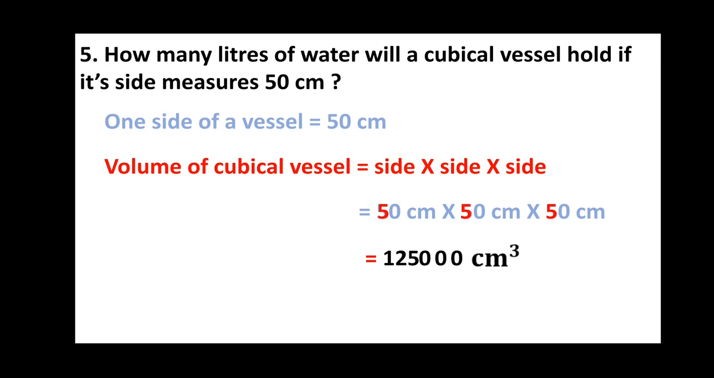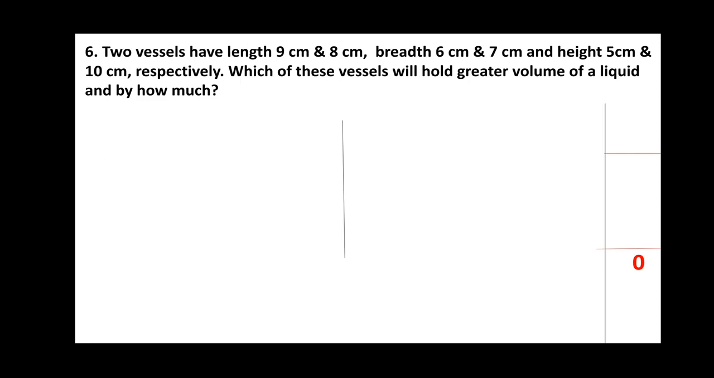Moving to the last question of the session. Two vessels have length 9 centimeter and 8 centimeter, breadth 6 centimeter and 7 centimeter, and height 5 centimeter and 10 centimeter respectively. Which of these vessels will hold greater volume of a liquid and by how much? Read the question one more time. Respectively means it is in that order itself.